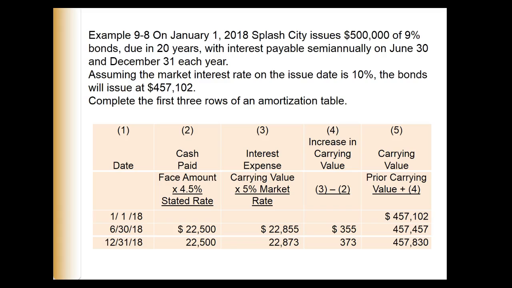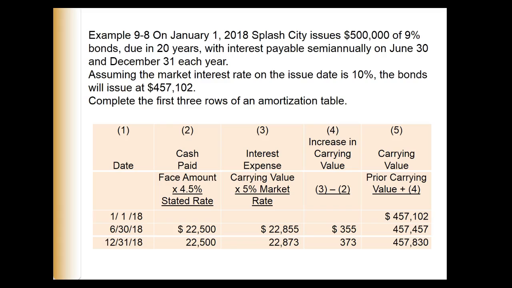We then figure out what the interest expense is. It will be the carrying value times the market interest rate. The $457,102 times the market interest rate of 5% each period is $22,855. The difference, the interest expense minus the cash paid, is $355. Since these were issued at a discount, that increase will be added to the carrying value.